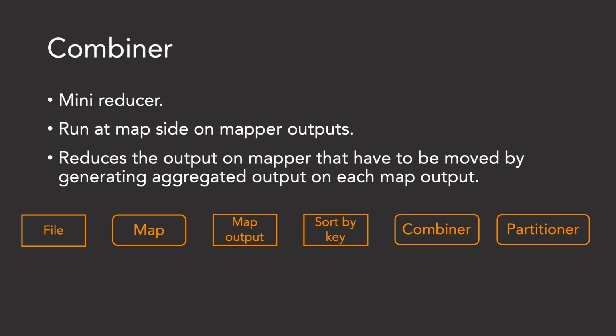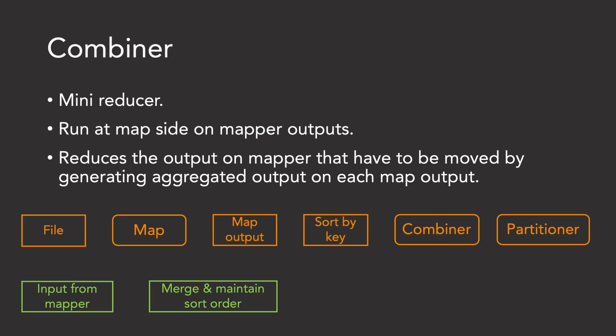And after that, the partitioner is run. So you can have your custom partitioner or the default partitioner. Once this is done, the copy phase kicks in, which will move the data from the mapper to the corresponding reducers. And on the reducer side, you get the input from the mappers. You merge and maintain the sort order, run the reduce function on those records, and generate the output.